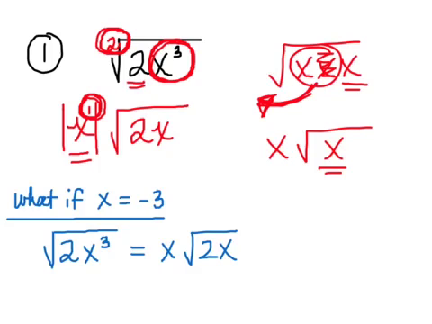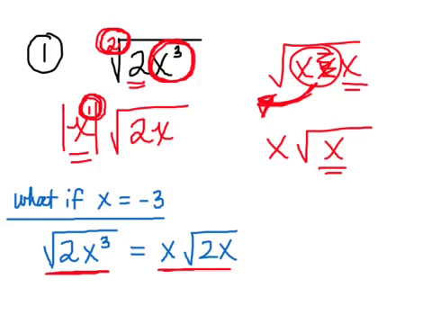So what if x, the thing is, x is a variable. That means it varies. We don't know what it is until somebody gives us a value for it. And so what if x happened to equal -3? Let's see if we left off the absolute value, if the original problem would actually equal x times the square root of 2x.